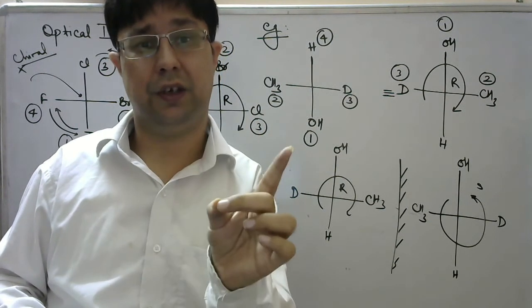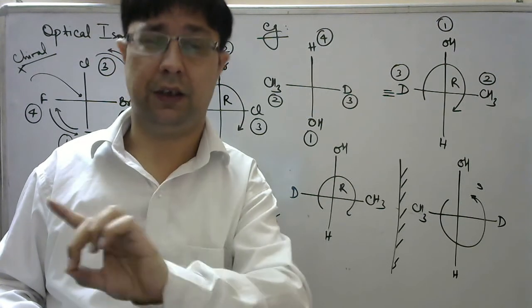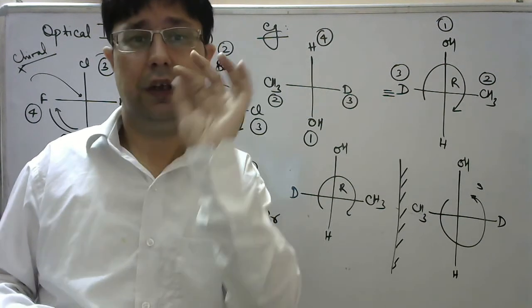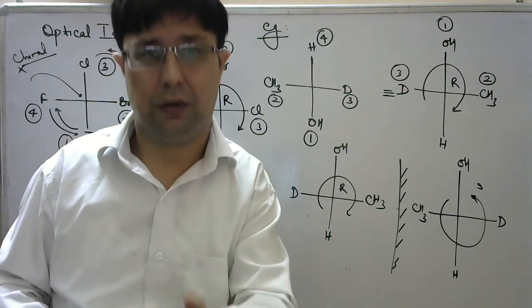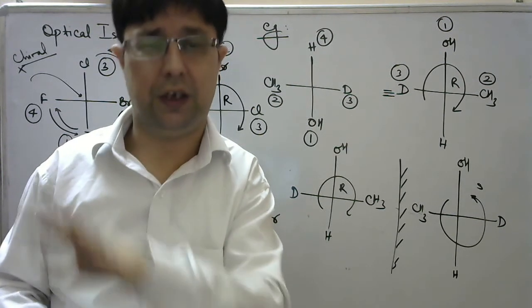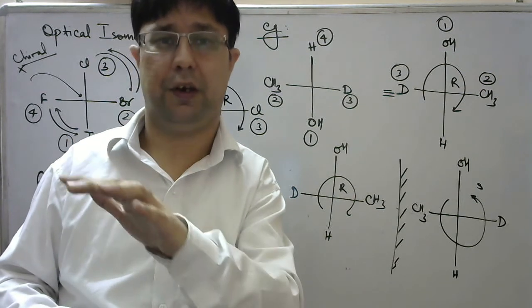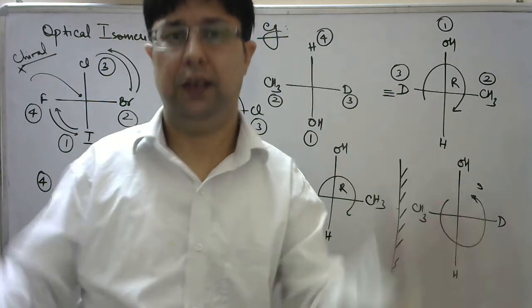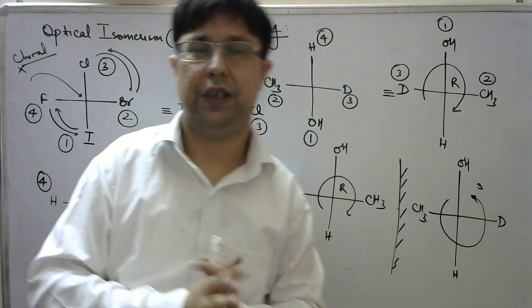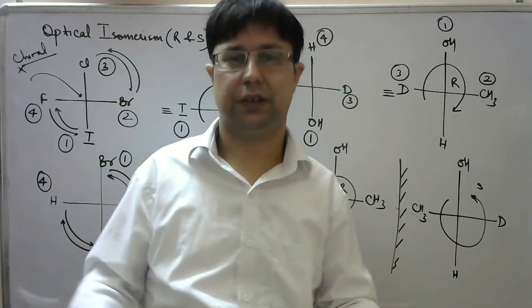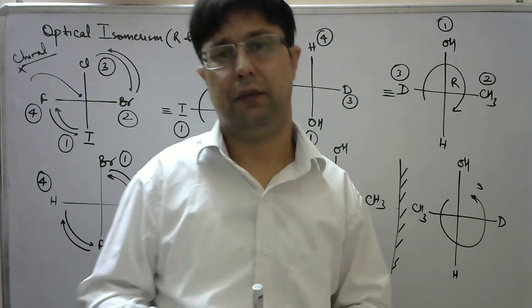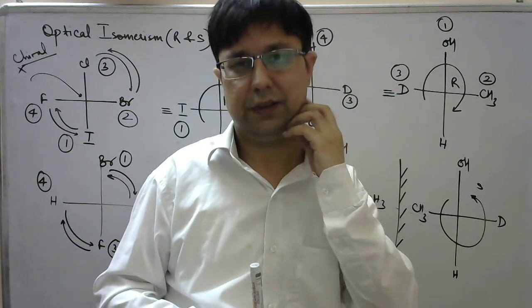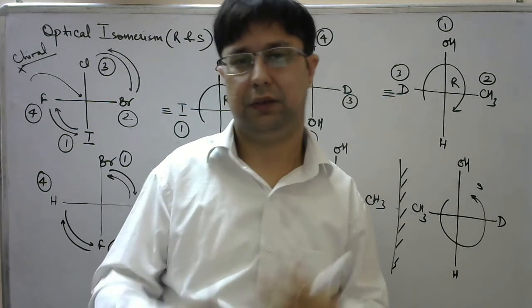S does not signify rotation of plane polarized light in the anti-clockwise direction. Whether a compound will rotate the plane polarized light in the clockwise or anti-clockwise direction is determined experimentally only. Clear? So in the next class we will discuss optical isomerism in more detail, and we will try to complete this chapter in 2-3 classes.